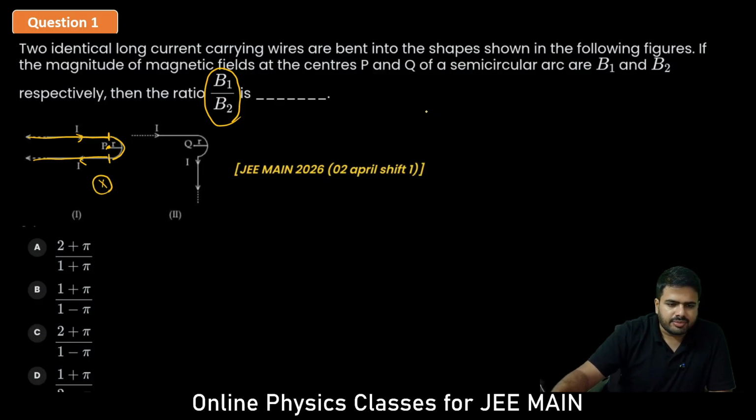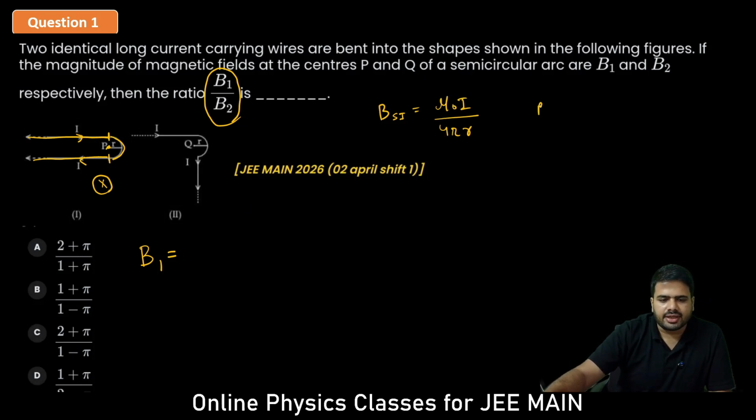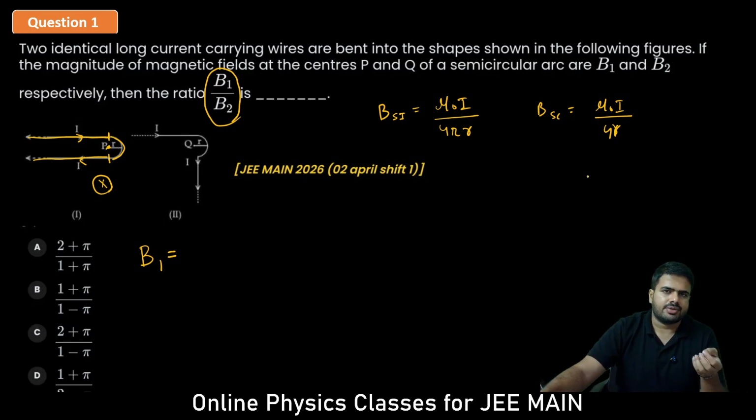So if you find out the magnetic field B1, what would be the value of B1 here? It would simply be the sum. Magnetic field for a semi-infinite wire, we all know the formula, is given by mu naught into I by 4 pi R. Similarly, magnetic field for a semicircle is mu naught I by 4R, because for a circle, at the center it's mu naught I by 2R. So for the semicircle we multiply by half, giving mu naught I by 4R.